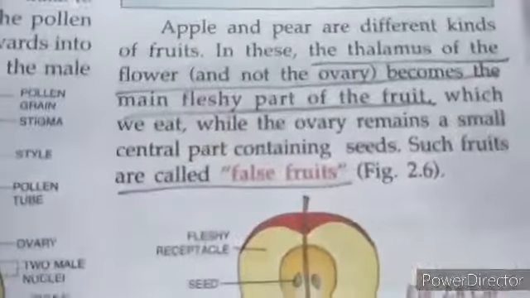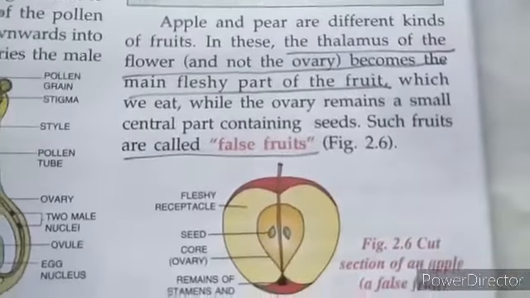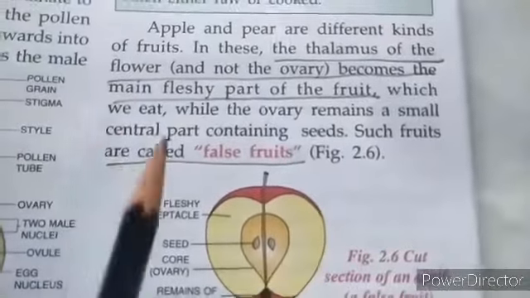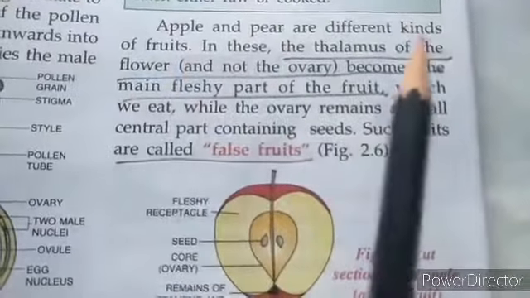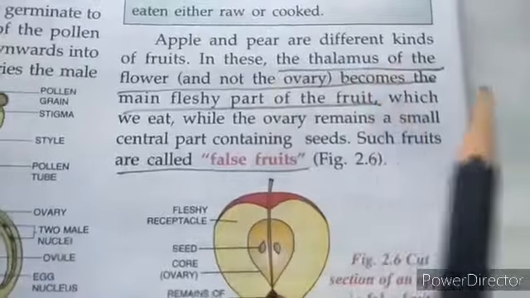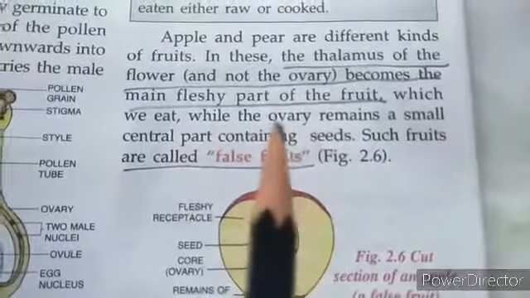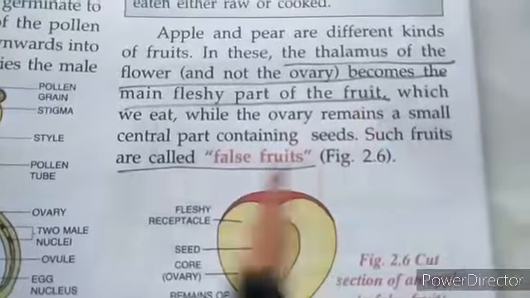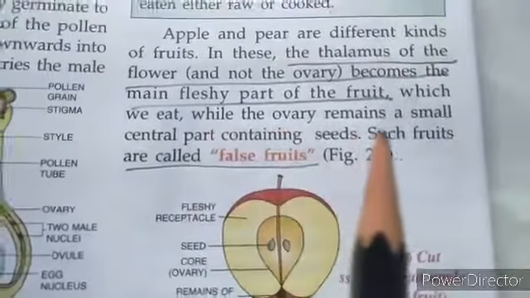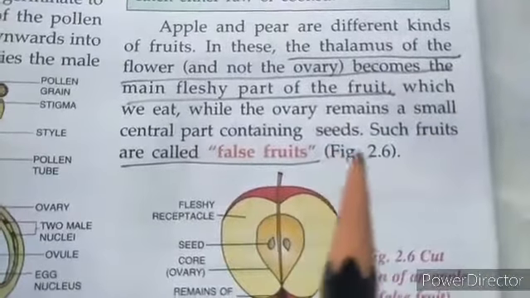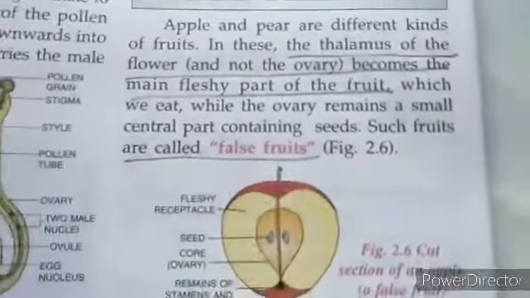Now, one of the common fruits that we come across is apple. Apple and pear are different kinds of fruits. In these, the thalamus of the flower and not the ovary becomes the main fleshy part of the fruit, which we eat, while the ovary remains a small central part containing the seeds. Such fruits are known as false fruits.